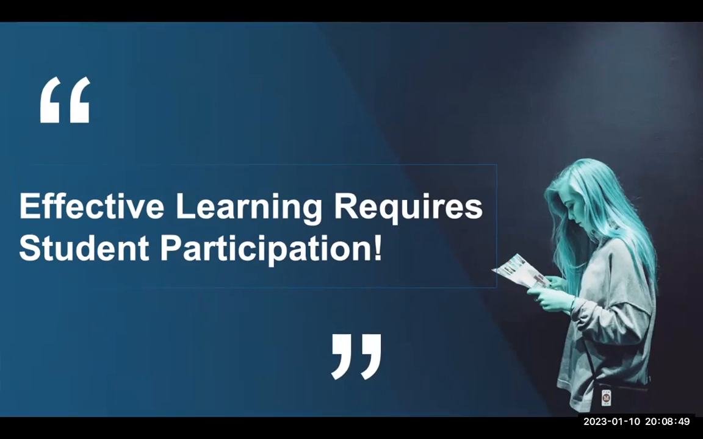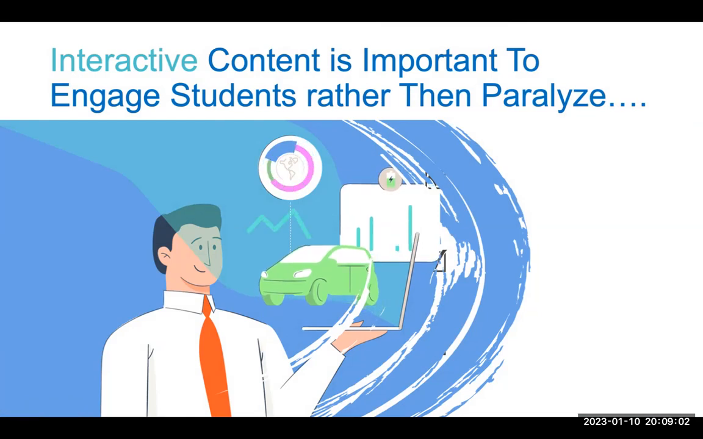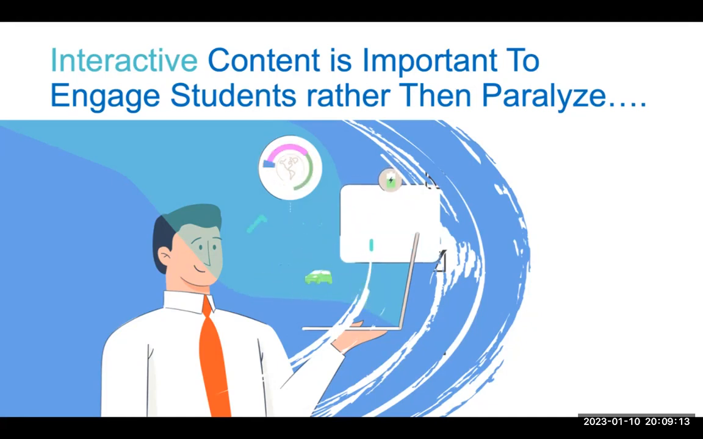But now the new research is suggesting that without participation, there is no effective learning. So how can we have effective participation from students inside the class, and how can you combine the student and teacher efforts together? First, interactive content is important to engage students rather than paralyze them, because once you are engaging the students, you are giving them a task, asking them to form a group, discuss with each other and come back with some kind of solutions.